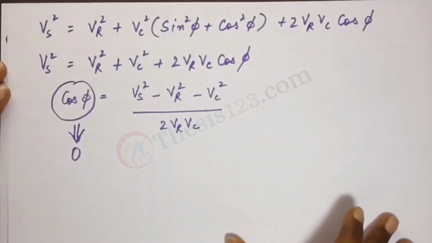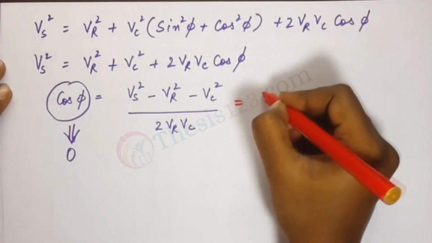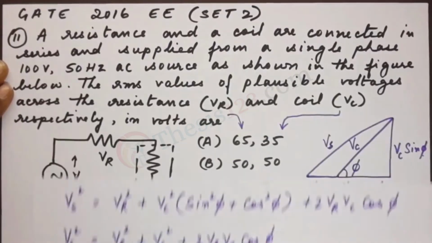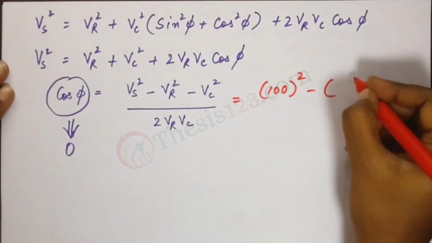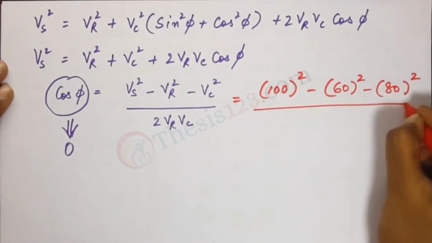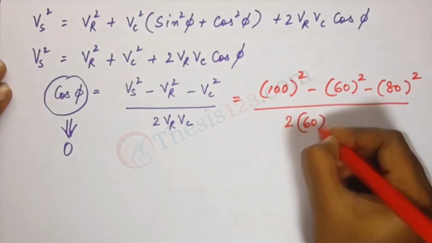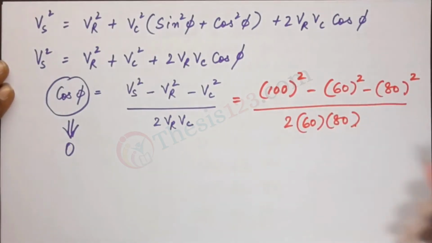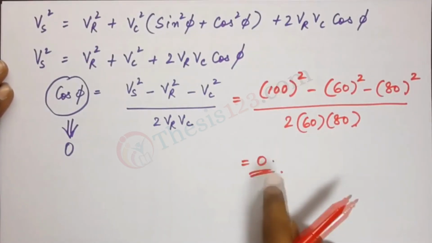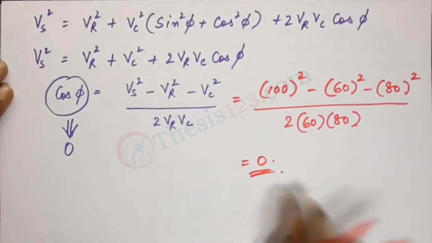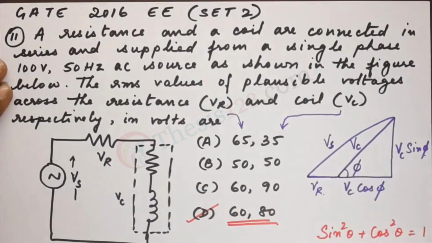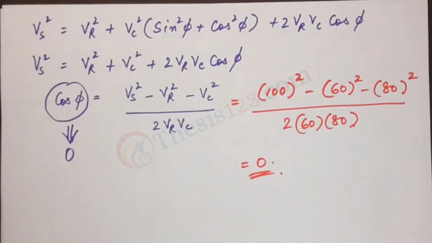60 and 80. So we'll just check that. That's 100 square minus VR, which is 60 square, minus 80 square, divided by 2 times 60 into 80. If you solve this, you will notice that this is 0. So the values for which cos phi is 0 give the right answer. So here D is the right answer. I hope this has helped.